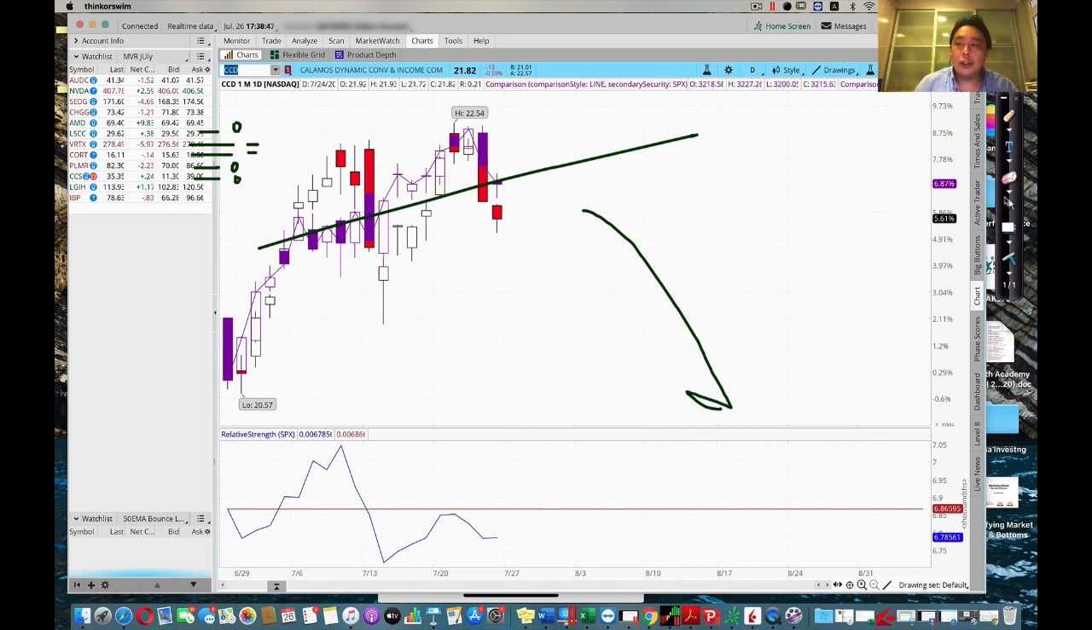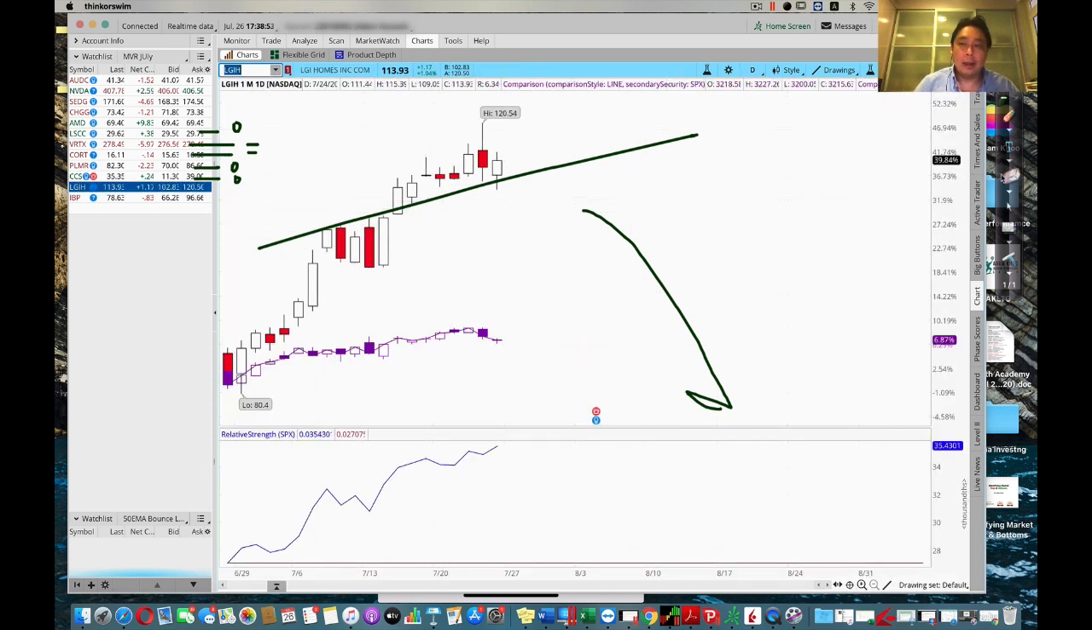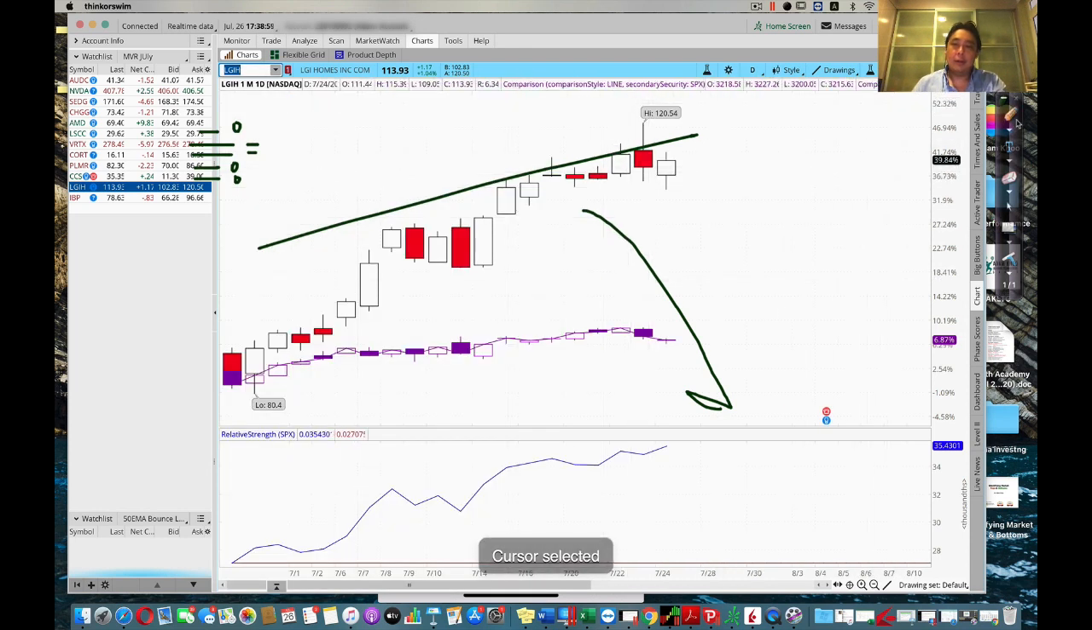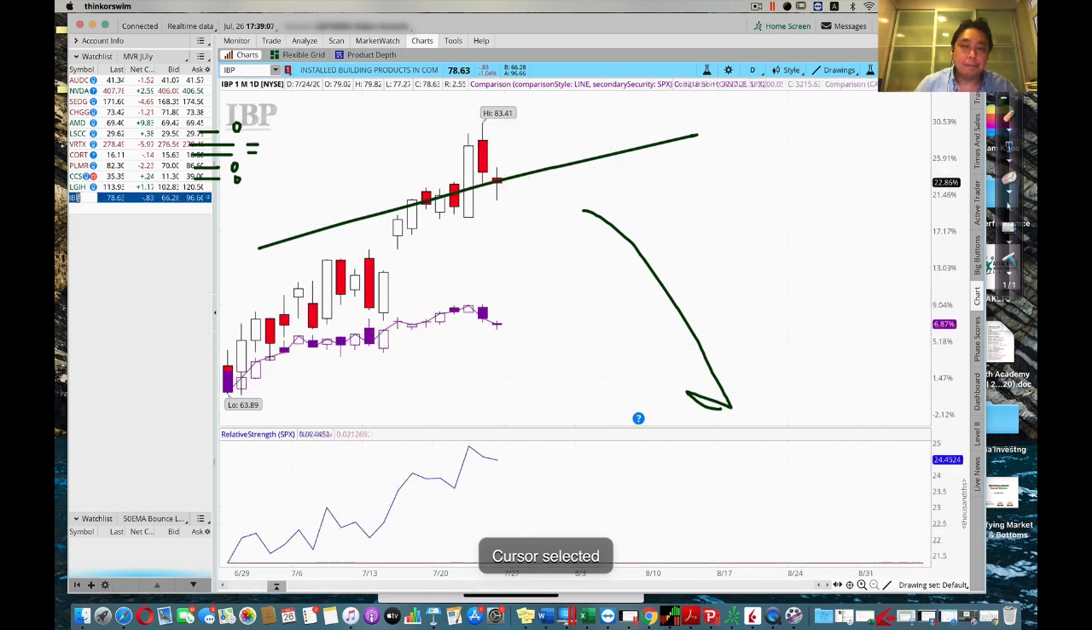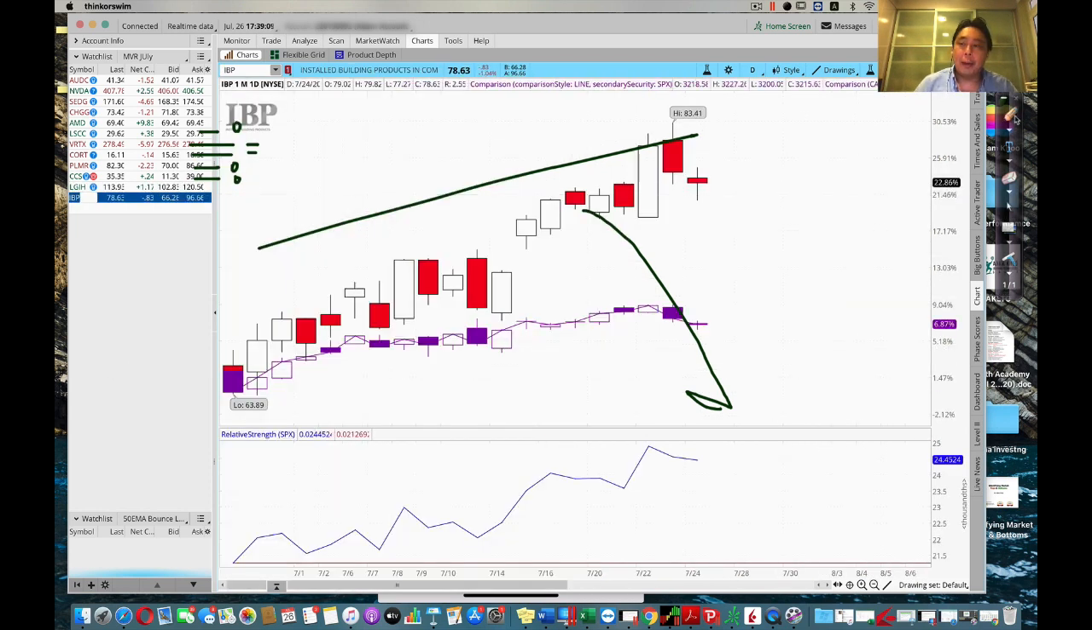Next one is LGIH. And this one you can see massively outperformed the market. Massively. Right, so the market went up, but this sucker really took off. So LGIH was a big outperformer. Last one, IBP. IBP also outperformed the market tremendously. You can see IBP going up over there, right?